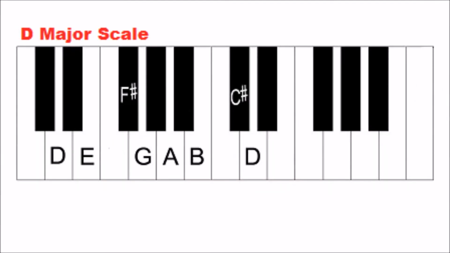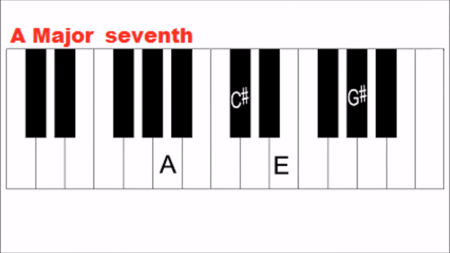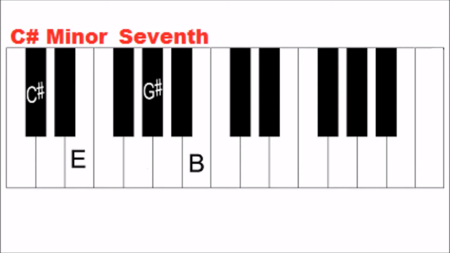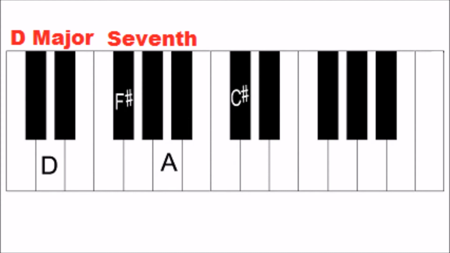You can add sevenths to each of these chords. Therefore, A major becomes A major seventh. B minor becomes B minor seventh. C sharp minor becomes C sharp minor seventh. D major becomes D major seventh.